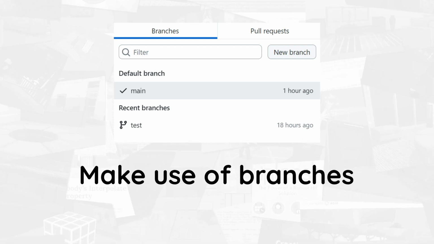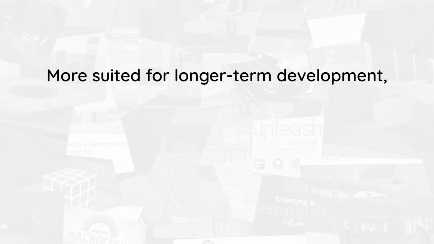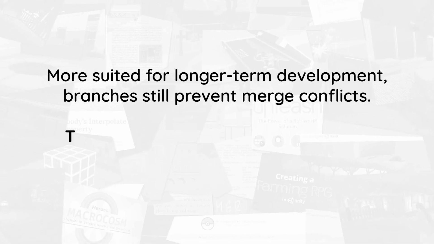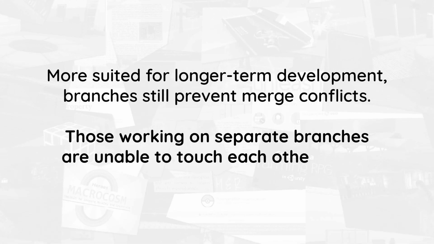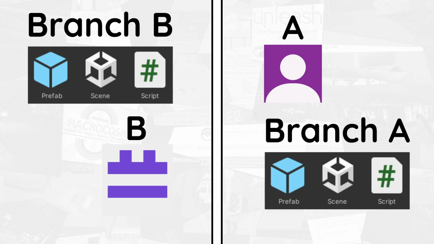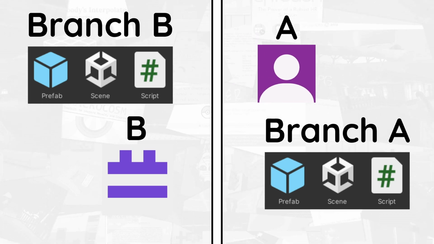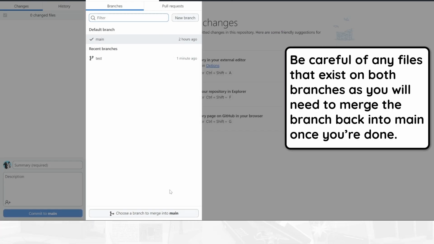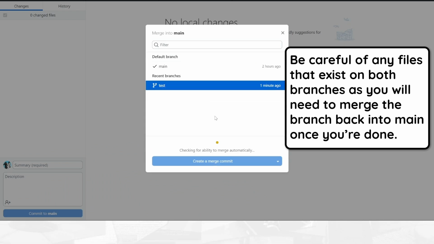The next way to prevent merge conflicts from happening is to make use of branches. Now, although branches are usually only applicable for longer-term development, they are useful in preventing merge conflicts as those working on separate branches are unable to touch each other's code. For example, if you create any scripts, prefabs, or scenes on a branch, they will only be visible and modifiable to those working on that particular branch. You'll still need to be careful with any files that have been carried over, as once you're done working on the branch, you'll need to merge it back into the repository's main branch.